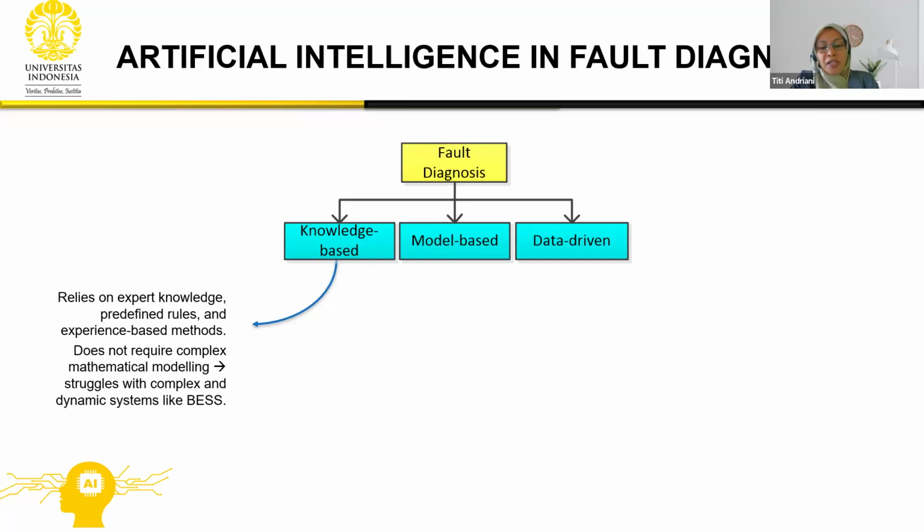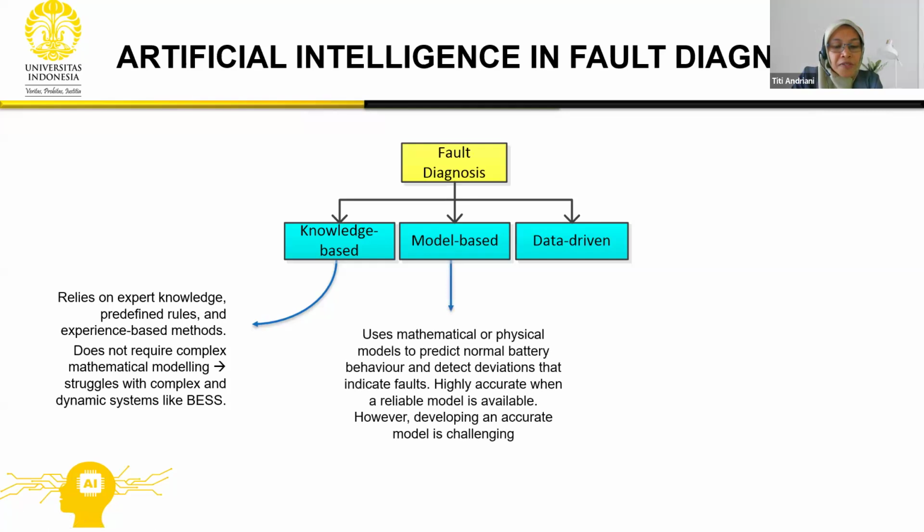While this approach does not require complex mathematical modeling and works well when fault patterns are well understood, it struggles with complex and dynamic systems like BESS, which can introduce bias and limitations.